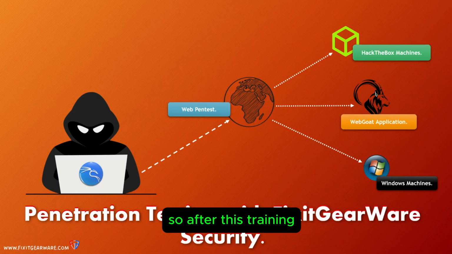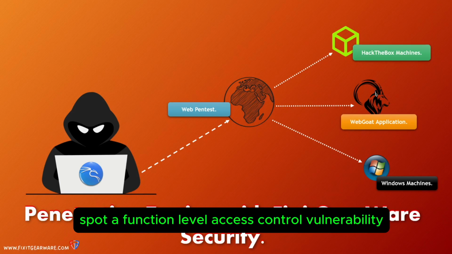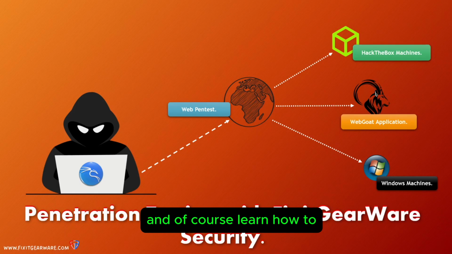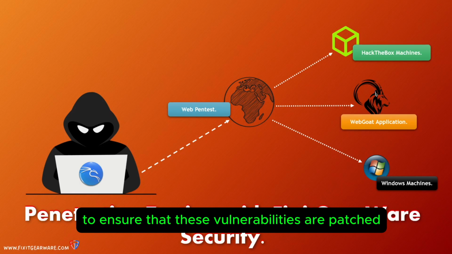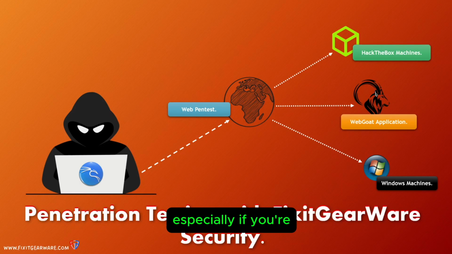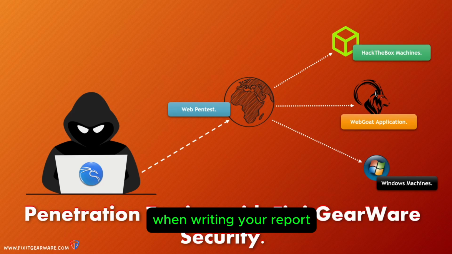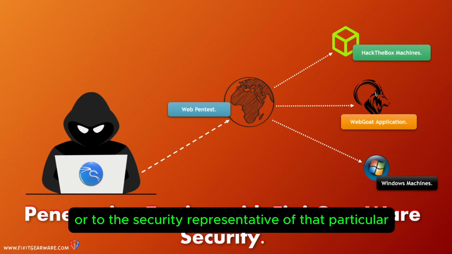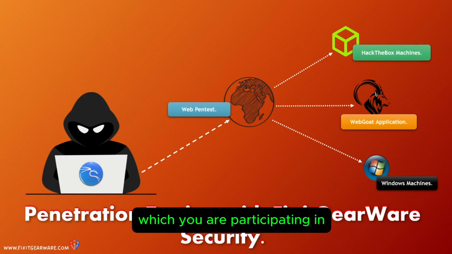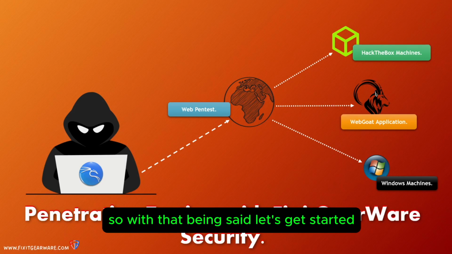After this training, you'll be able to understand a few of the concepts on how to spot a function level access control vulnerability, and of course learn how to recommend mitigation steps to ensure that these vulnerabilities are patched, especially if you're participating in bug bounty activities, when writing the report that you intend to submit to the triager or to the security representative of the bug program you're participating in. So with that being said, let's get started.